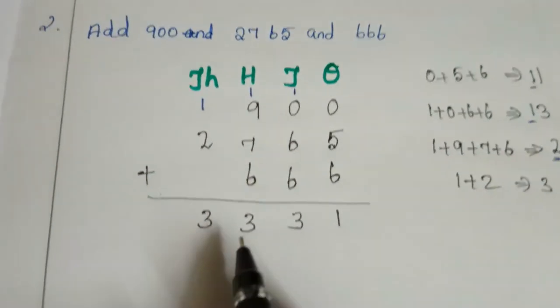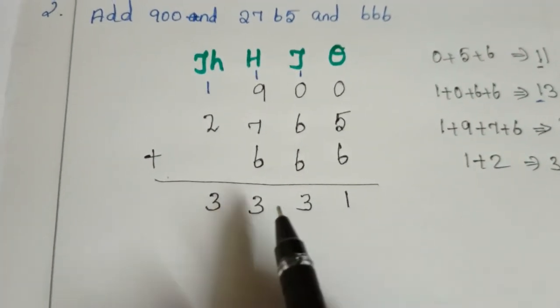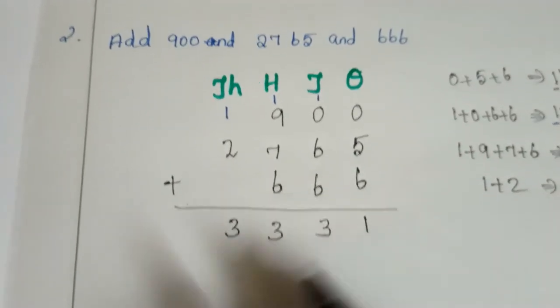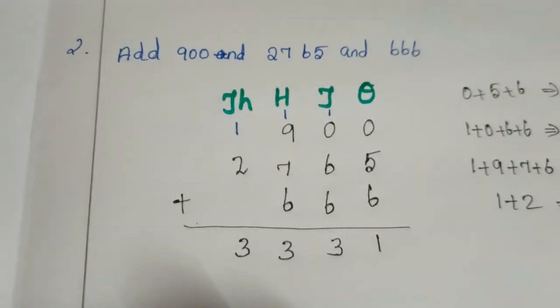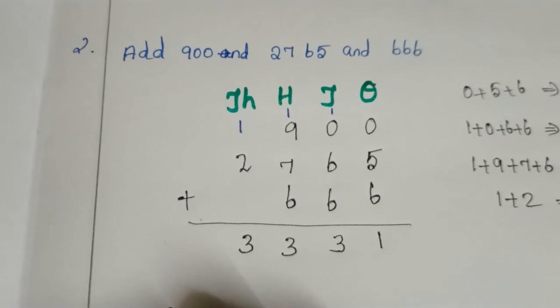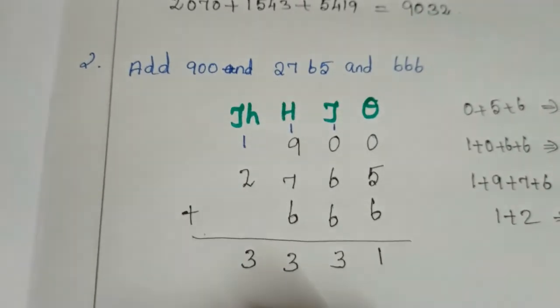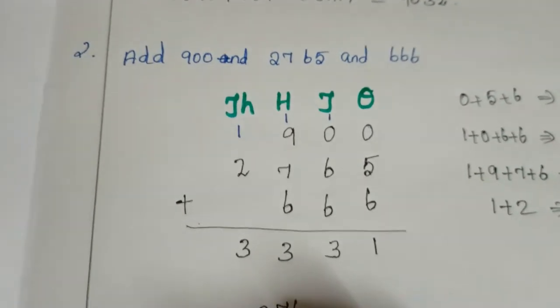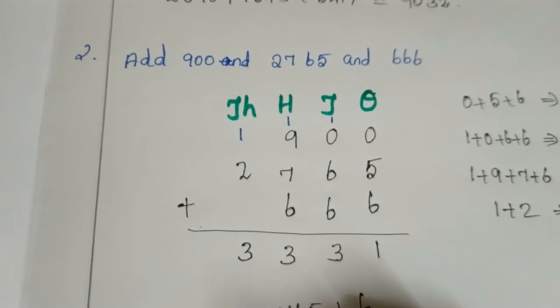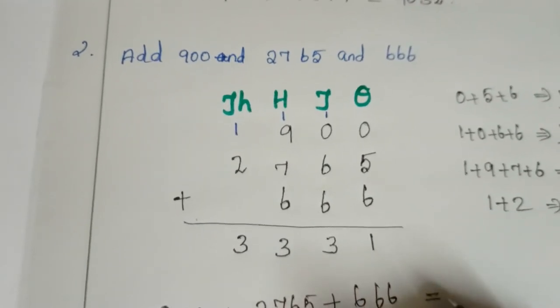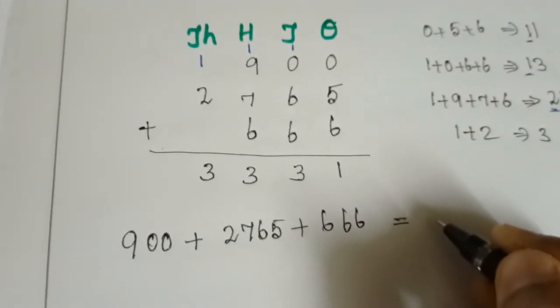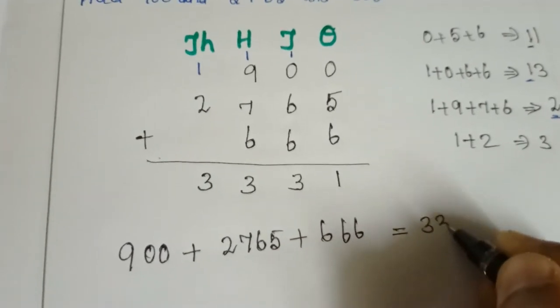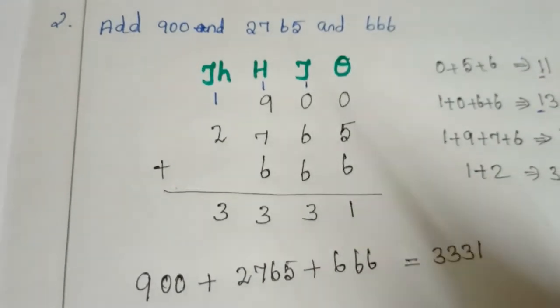So the sum is 3331. You have to write the answer like this: 900 plus 2765 plus 666, which gives us 3331.